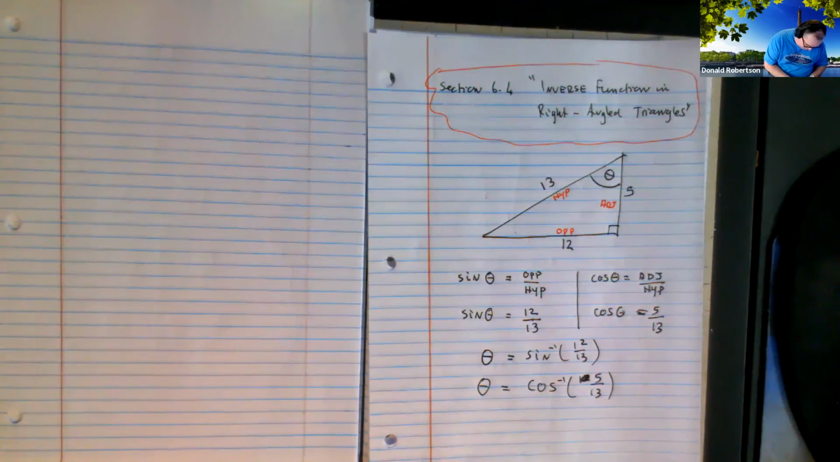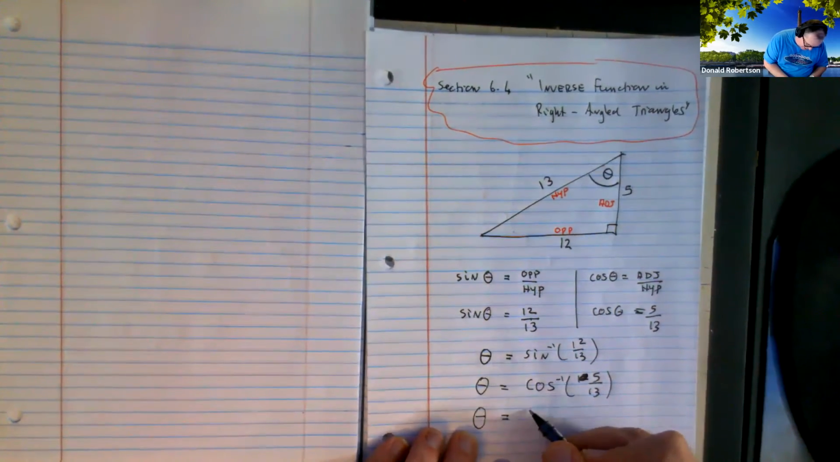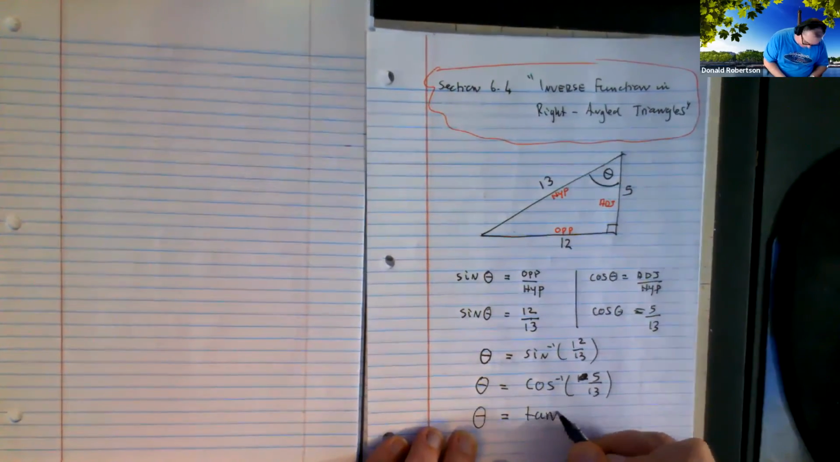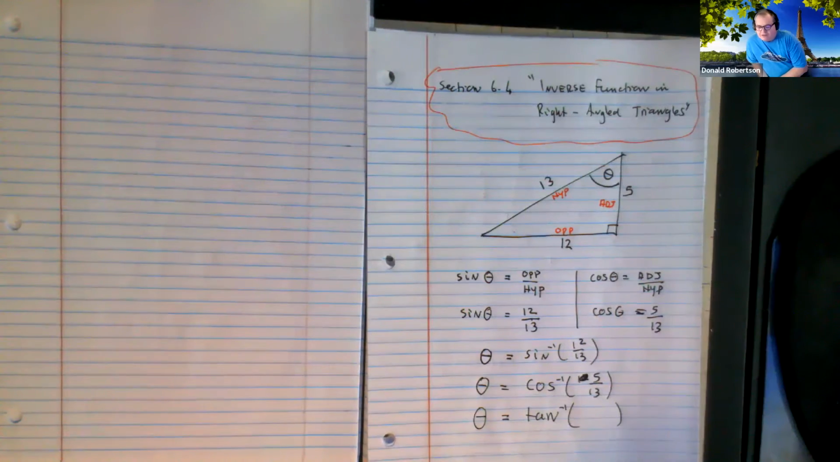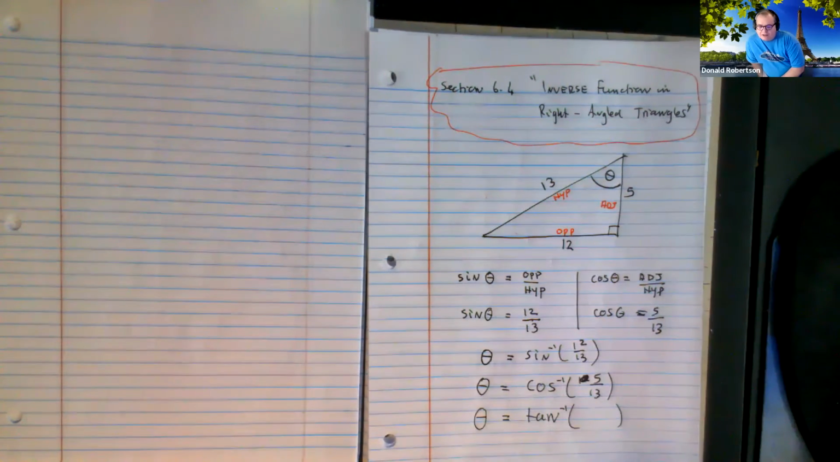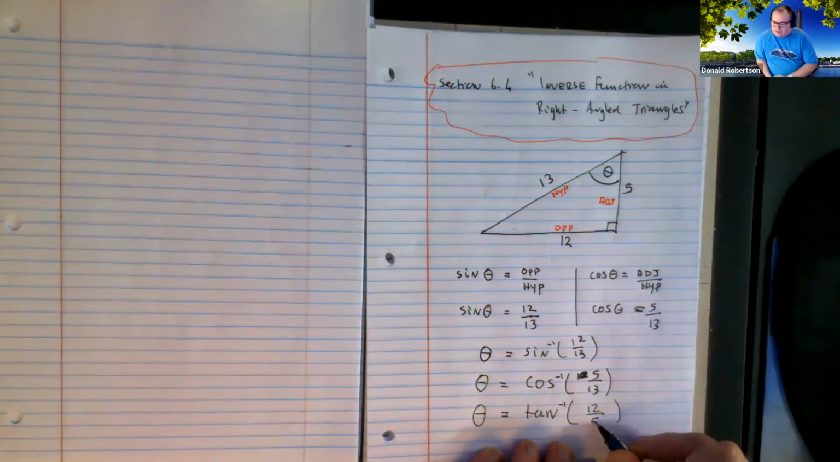Now, if I kept on doing that, how would I find theta using a tan? So I'm not writing down the whole working here, but you should be able to have a good chunk at it. What would theta be in terms of the inverse tan? 12 over 5. Wouldn't it be opposite over adjacent?